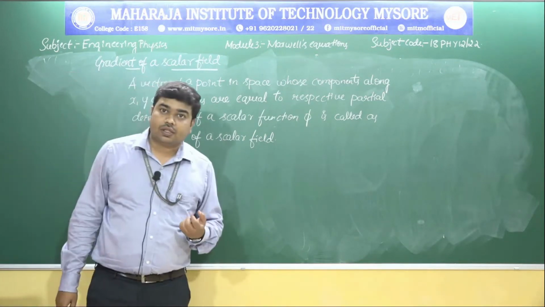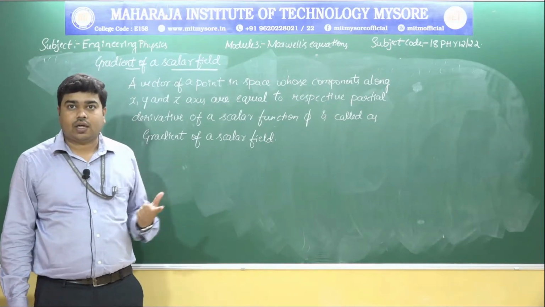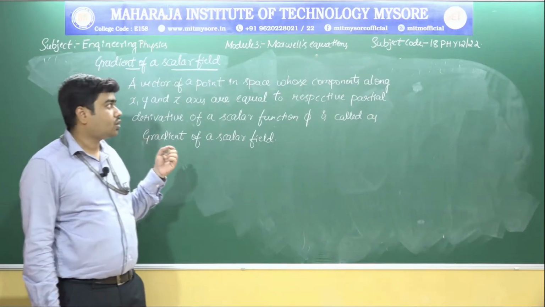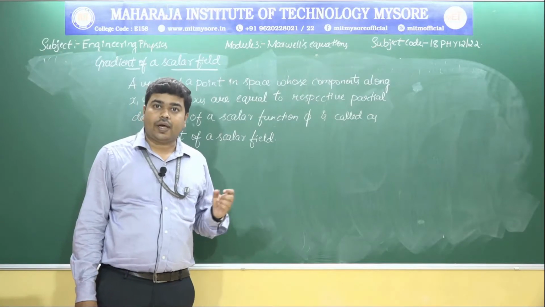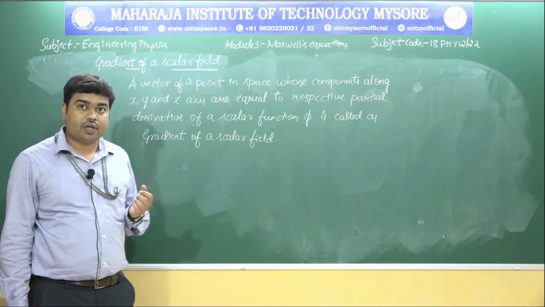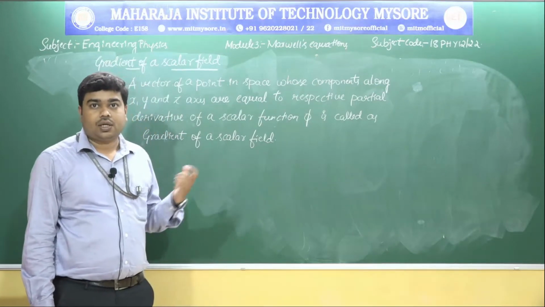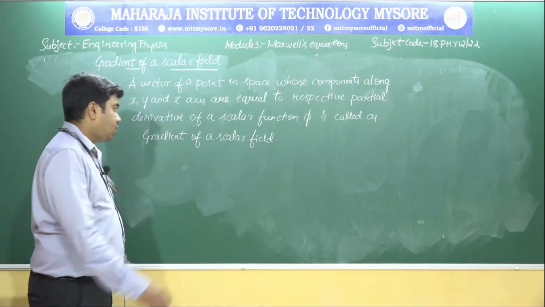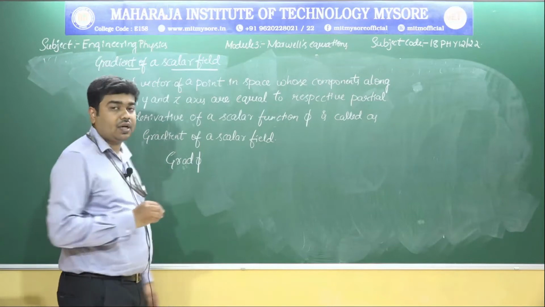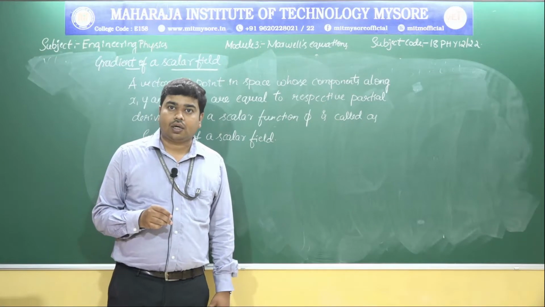If you consider a vector function, that vector function can be resolved into its orthogonal components along x direction, y direction and z direction. It says that here a vector of a point in space whose components along x, y and z direction are equal to respective partial derivatives of a scalar function phi, then such a kind of operation we will call it as gradient of a scalar field. It can be written as grad phi.